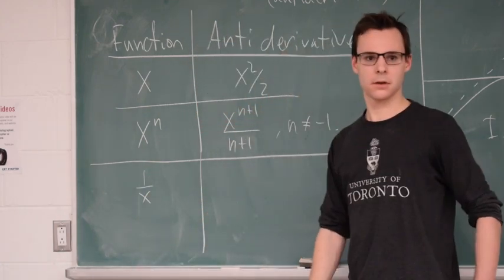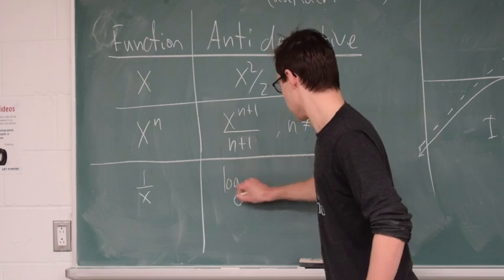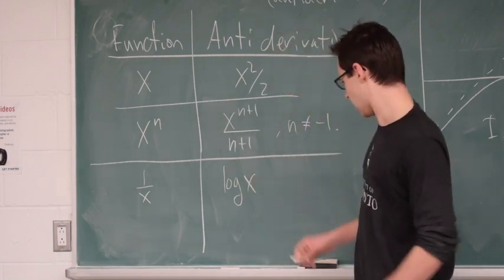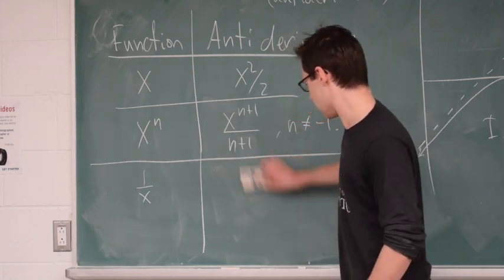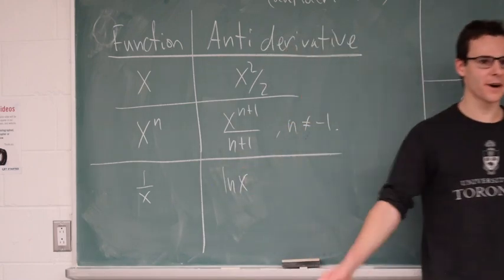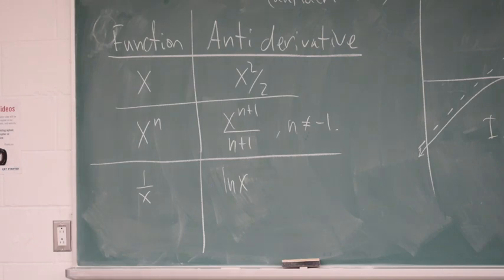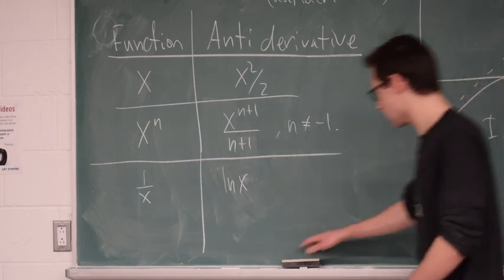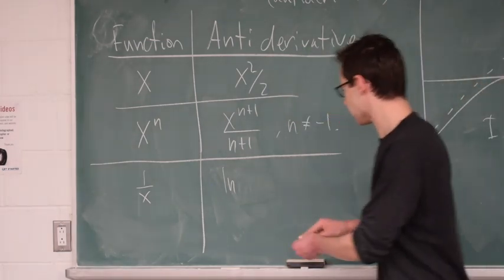The ln of x. Yeah, the log of x. Or do you guys use ln? Yeah, okay. That's only in first year. Later on, people just use log to denote the log base e. But you also have to include the absolute value. Oh yeah, good point.